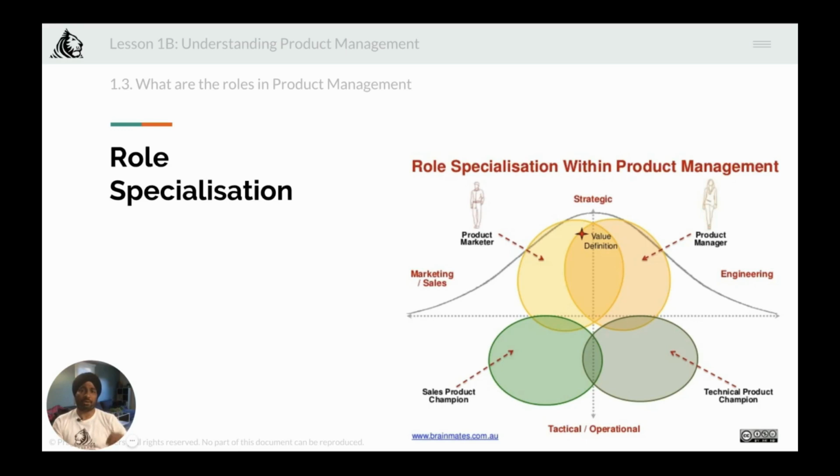A product manager typically owns the business strategy, design, and engineering skills. So you can see a typical product manager would fall in this yellow circle. A product marketer would fall into the strategy and marketing role, while sales and technical TPM or a technical product champion would fall somewhere in the green line.